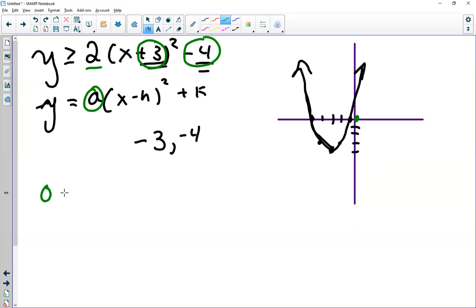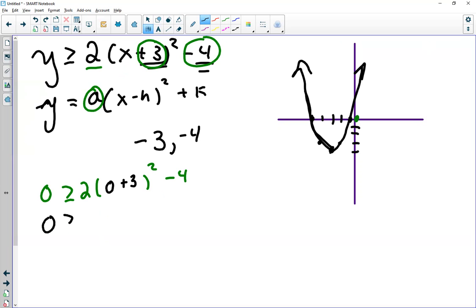So 0, 0. So 0 is greater than 2 times x plus 0 squared minus 4. Well, not x, I'm sorry. It's going to be 0 plus 3, because I'm plugging in a 0. It's your test point. So you're going to plug in 10, and you're going to have 10 as the y too. Don't forget that.